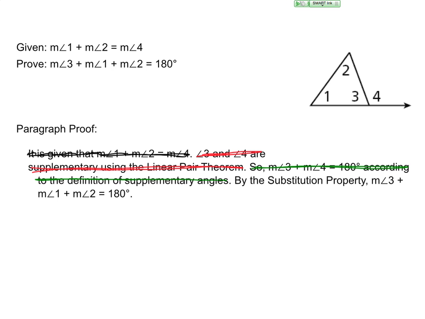Measure of angle 3 plus the measure of angle 1 plus the measure of angle 2 equals 180. And that was substitution. There it is in 2-column form. We just switched from one form to another.